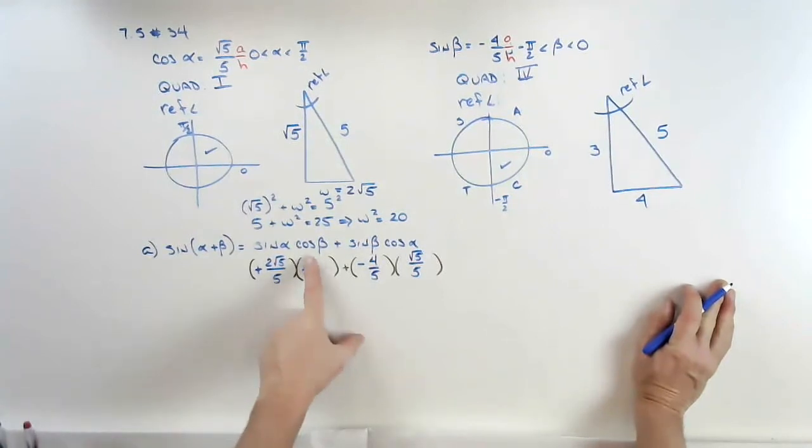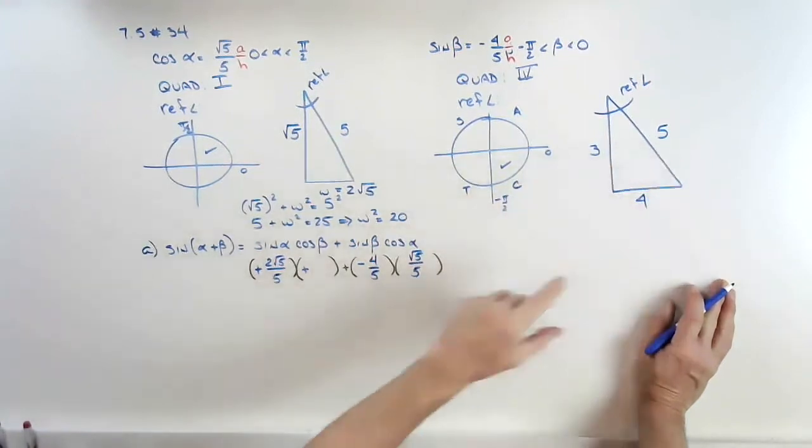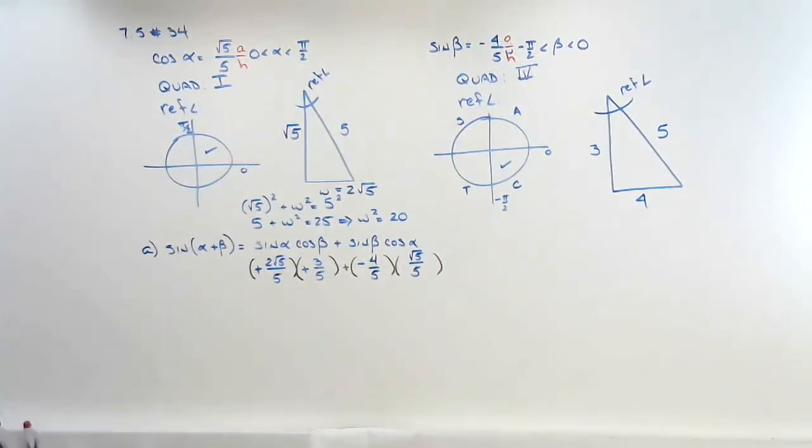Now I need to know cosine of beta. Cosine is adjacent over hypotenuse. That's going to be 3 divided by 5. I already took care of the plus and the minus when I wrote down that it's quadrant 4.